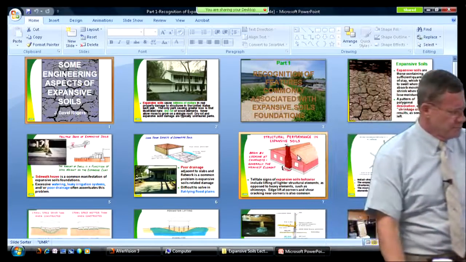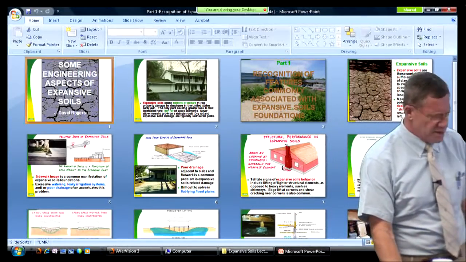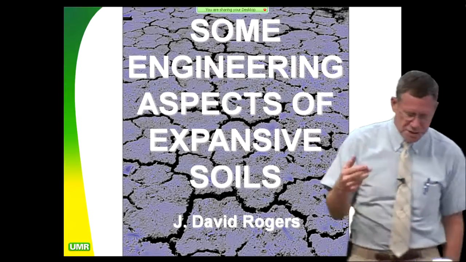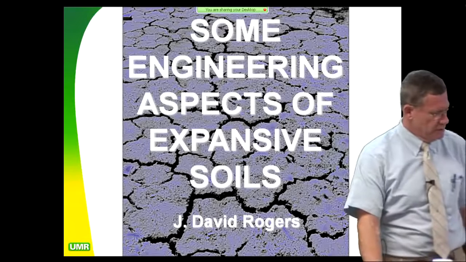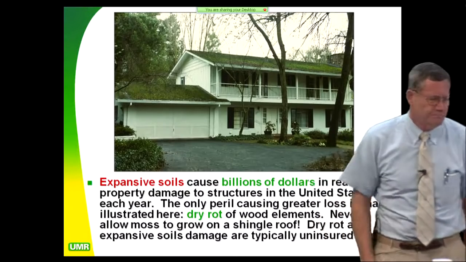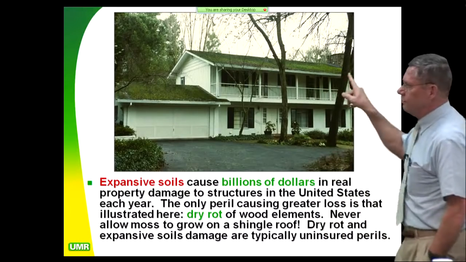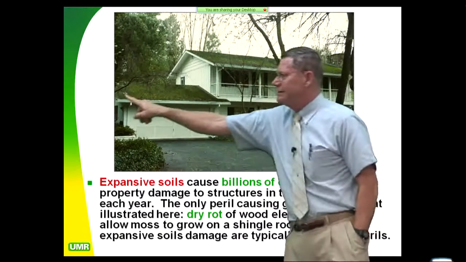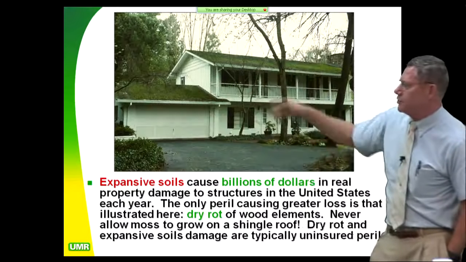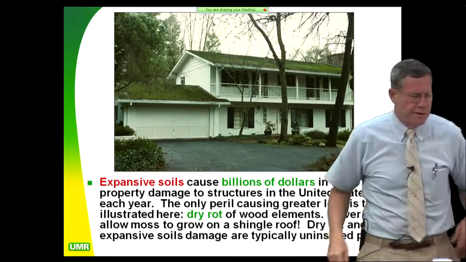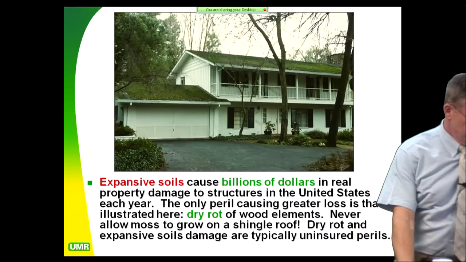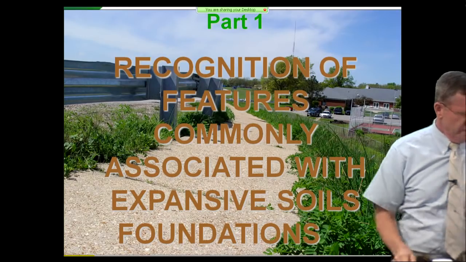So what I'm going to do is just tell you some of the things that I want you to know that aren't in the book, from a practitioner viewpoint. Here we are looking at a house that has moss growing up on the roof. If you don't get that moss off there, that's going to create dry rot, and it's going to cause a lot of damage to that home. So what are some of the recognition features?